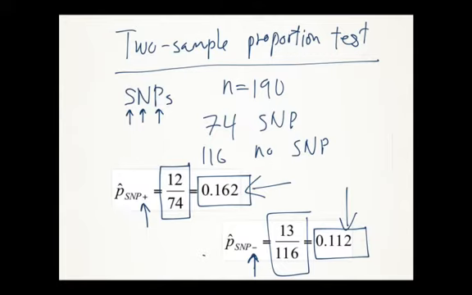So our question is whether two proportions are equal. Let's go through the way we always do. In particular, what is the null hypothesis? Well, it is that the probability of sustained progression among those that are SNP positive is equal to the probability of sustained progression among those who are SNP negative.